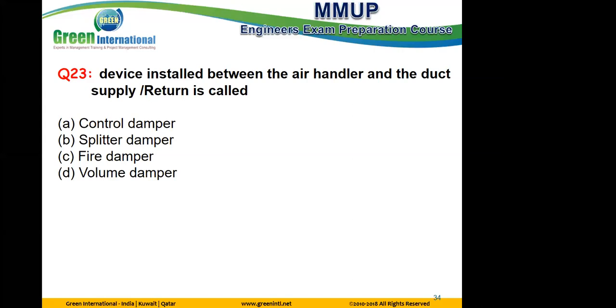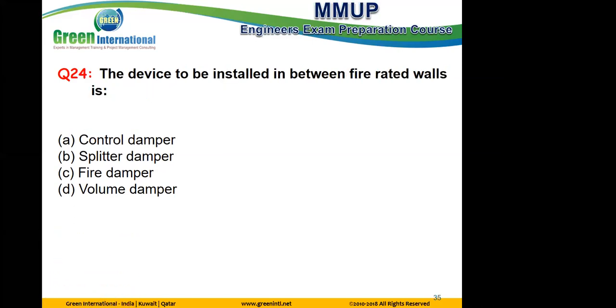Device installed between the air handler and duct supply return is called splitter damper. Splitter also. This is splitter, if you need to make separation for the duct itself. Device to be installed in between fire rated wall is fire damper.